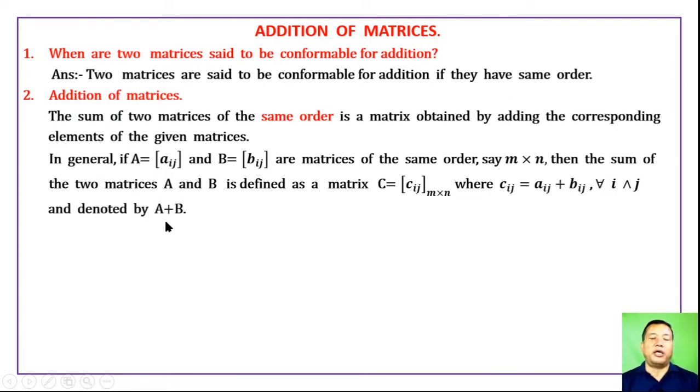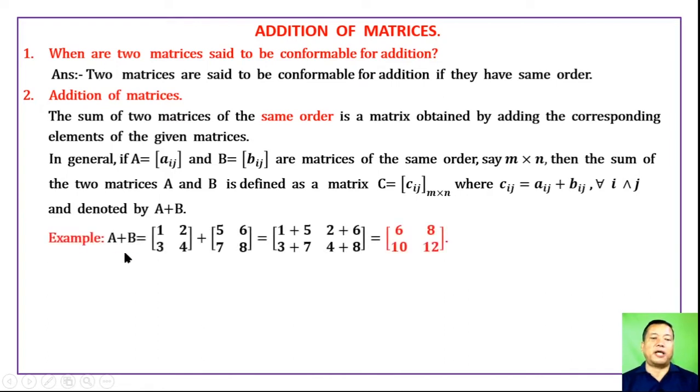This addition of A and B is denoted by A plus B. For example, A matrix is this, B matrix is this. Their sum is 1 plus 5 is 6, 2 plus 6 is 8, 3 plus 7 is 10, 4 plus 8 is 12.